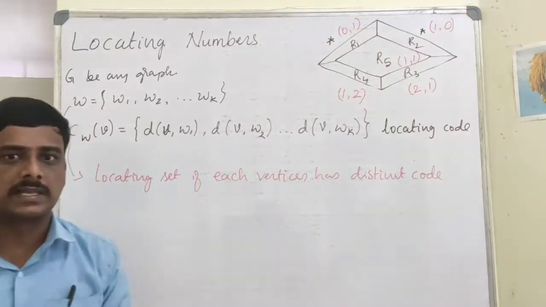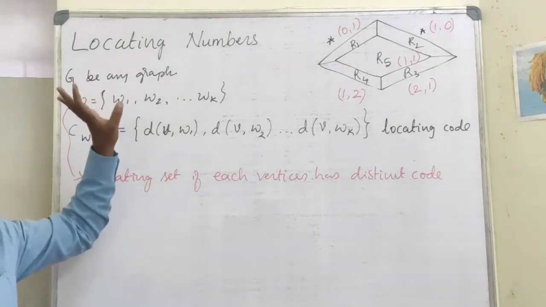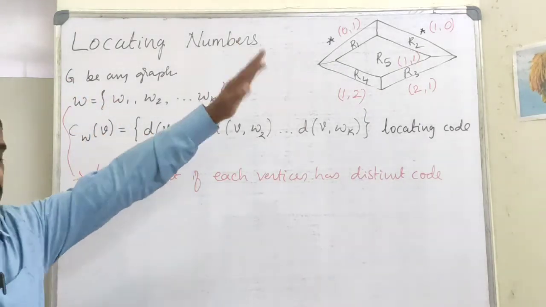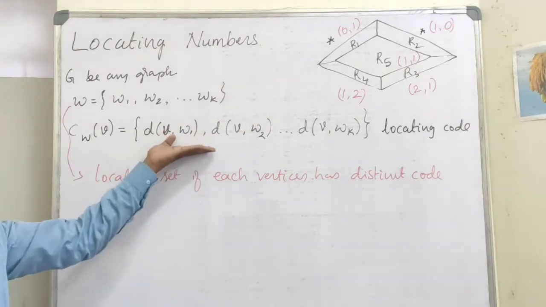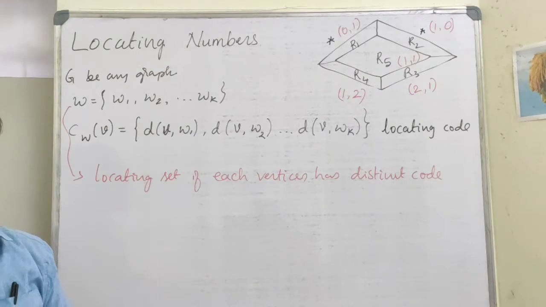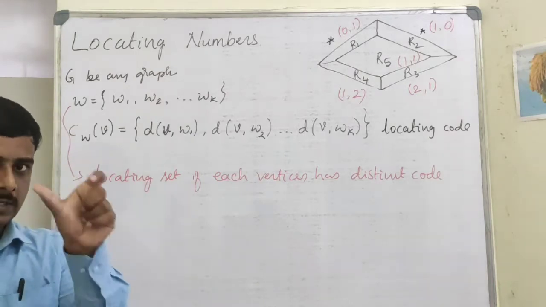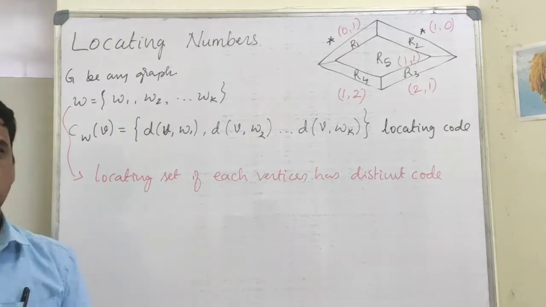If any two vertices have the same code, then it is of no use. Then it is not called a locating code. If each vertex of the graph has a different code, then we call W a locating set. So given a graph, it may have any number of locating sets. So we take a locating set of least cardinality.